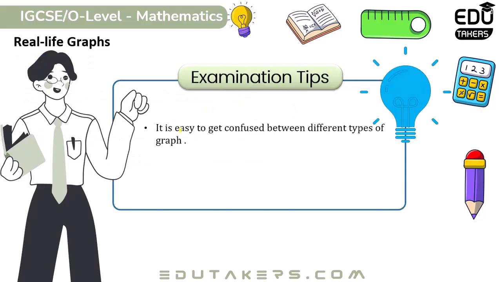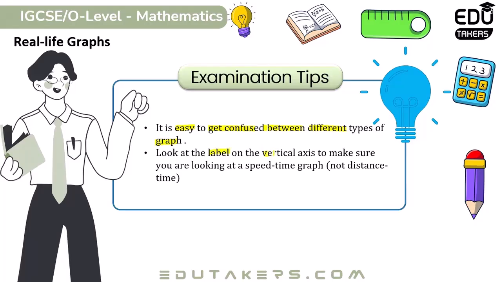Examination tip. It is easy to get confused between different types of graph. Look at the label on the vertical axis to make sure you are looking at a speed time graph.